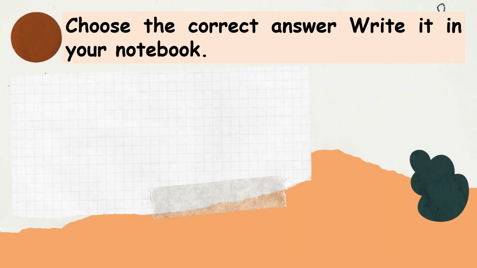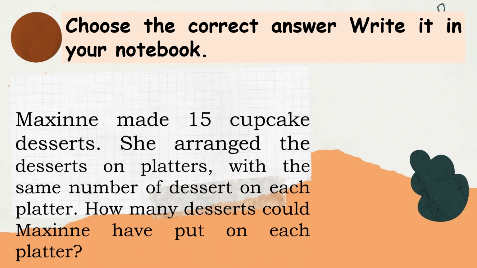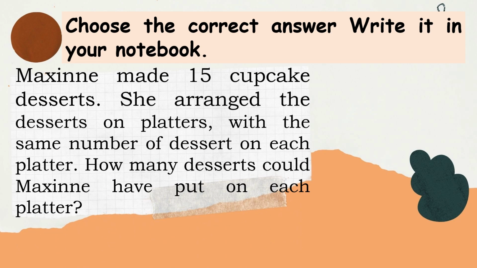Okay, choose the correct answer, write it in your notebook. Let's have this activity. Maxine made 15 cupcake desserts. She arranged the desserts on platters with the same number of desserts on each platter. How many desserts could Maxine have put on each platter?